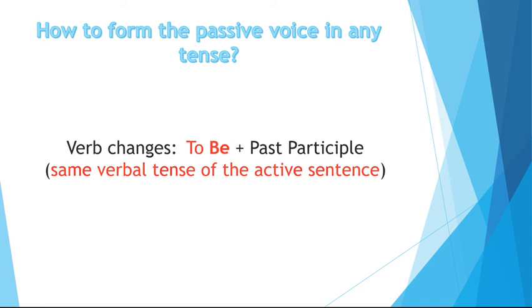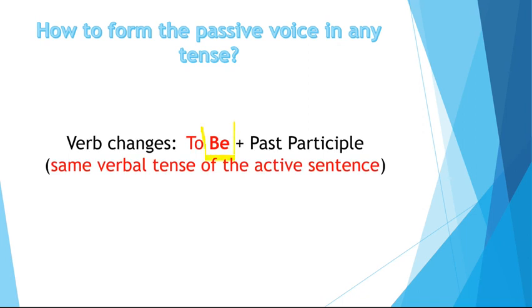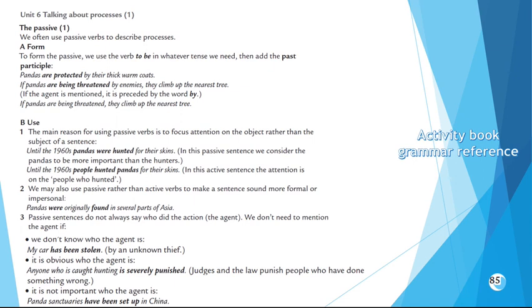Now, to wrap everything up, we form the passive voice by adding the verb be in whatever tense we need. Then we put the verb in the past participle. And of course, remember, you can always go back to your activity books for further information and examples. Page number 85, you've got plenty of examples and explanations.